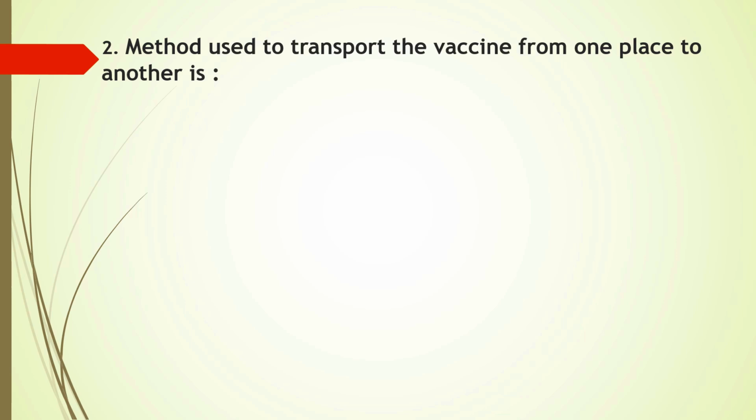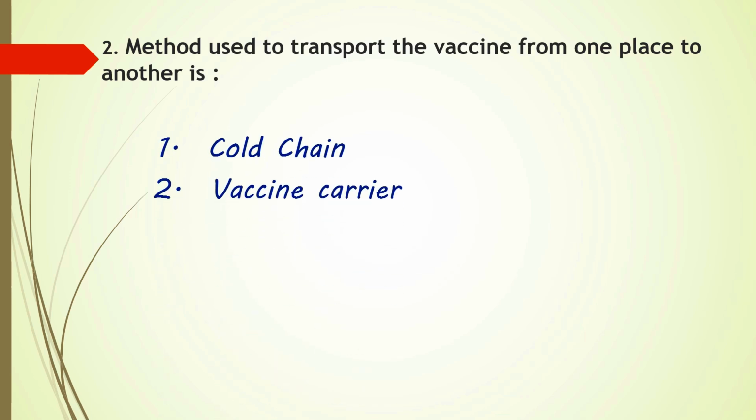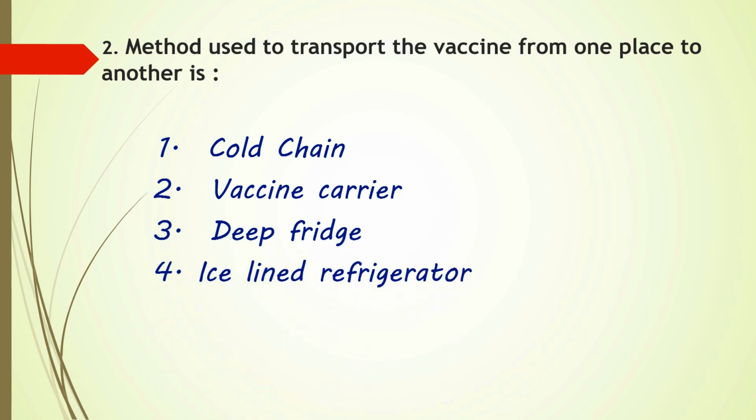Question number 2, method used to transport the vaccine from one place to another is called. Options are cold chain, vaccine carrier, deep freeze, or option 4, ice-lined refrigerator. Yes, you are absolutely right. For transporting the vaccines from one place to another place is called cold chain. Option 1 is the correct answer.